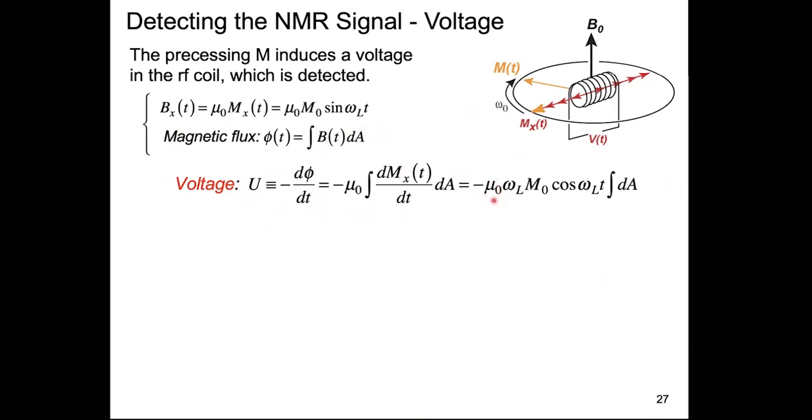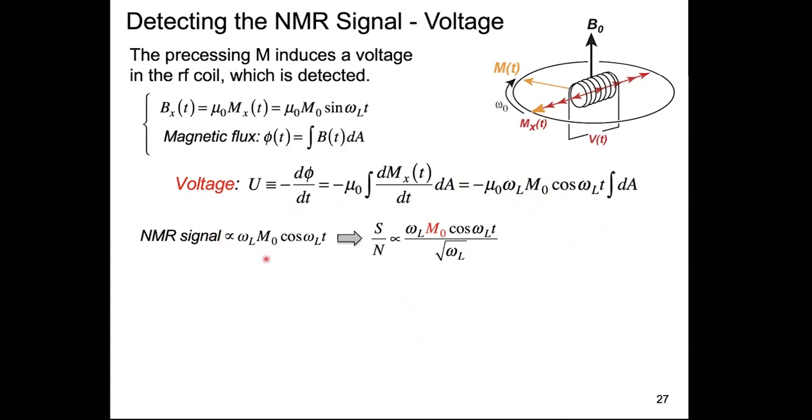You have a mu0, a constant, and you have a Larmor frequency here. And that's because we're considering the time dependence of the magnetization. So that's important. And then also the size of the voltage depends on the size of the magnetization M0. This is equilibrium magnetization.